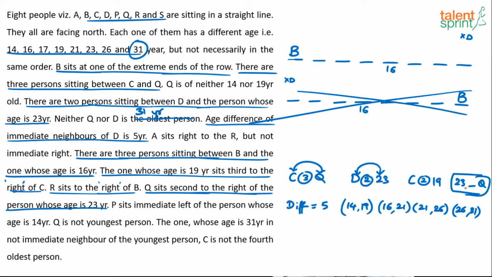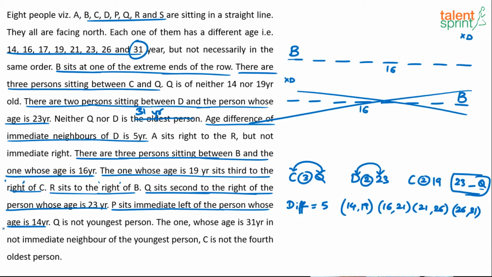Q is second to the right of the one who's 23 years. So the 23-year-old person, first right, second right. Now where is 23? We do not know, so we cannot fix it immediately. Then P sits immediate left of the person whose age is 14 years. P sits on the immediate left of the person whose age is 14 years.